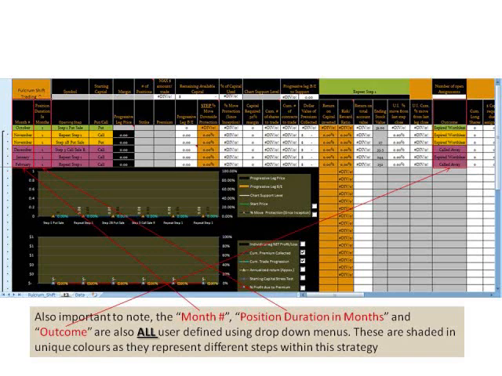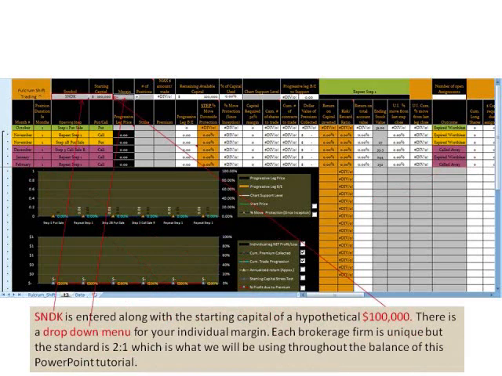Also important to note, the month number, position duration in months, and outcome are also all user-defined using drop-down menus. These are shaded in unique colors as they represent different steps within this strategy. SanDisk is entered along with the starting capital of a hypothetical $100,000. There is a drop-down menu for your individual margin.